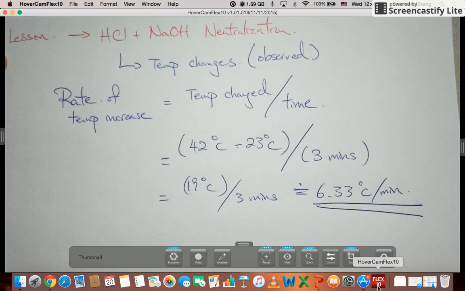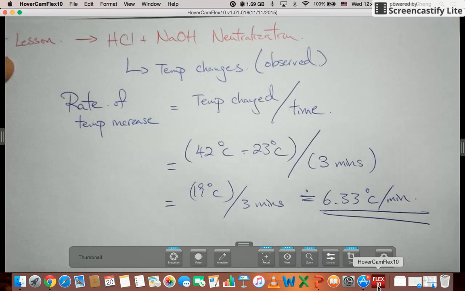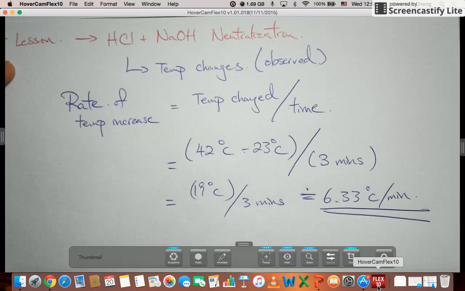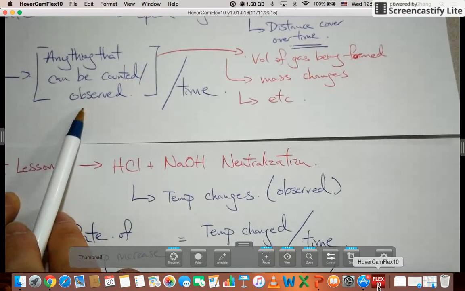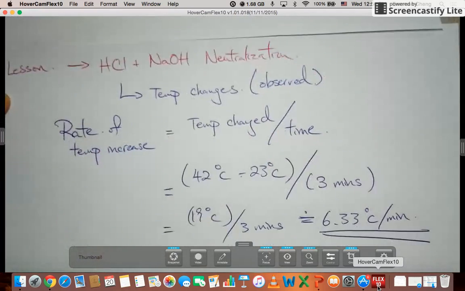Questions? So technically, that's one way of calculating the rate of a reaction. Or this is the definition of a rate of a reaction. Good? It's about anything that you can measure or count divided by time.